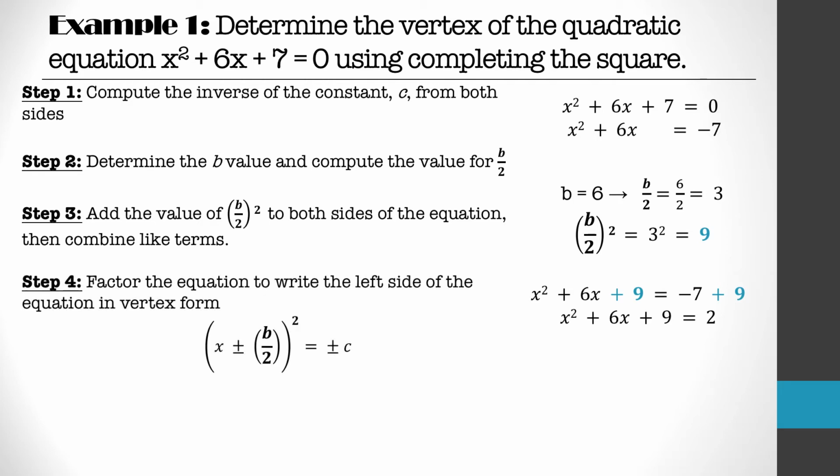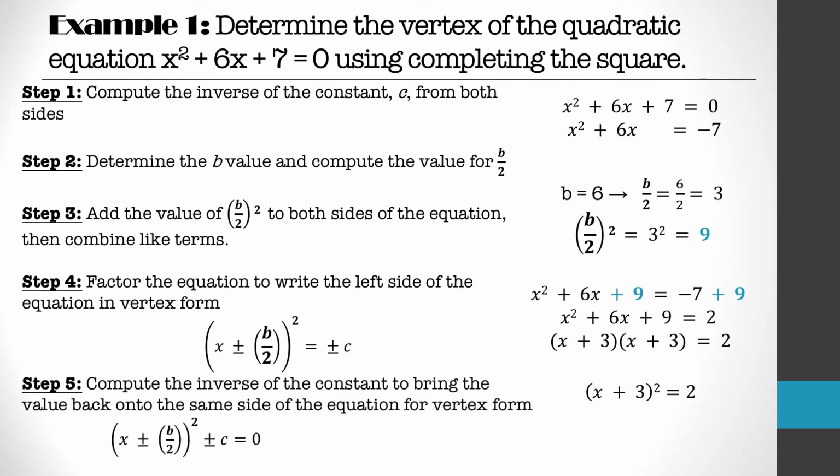Next, I'm going to factor the equation to write the left side in vertex form. X squared plus 6x plus 9 can be rewritten as a product of binomials, x plus 3 times x plus 3, which can be rewritten as x plus 3 squared. And then we're going to solve for the variable.